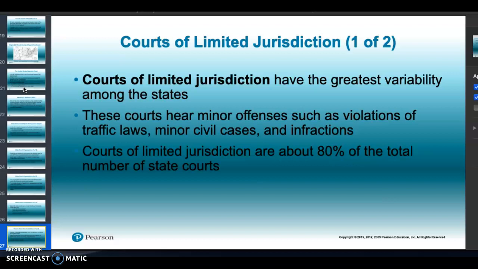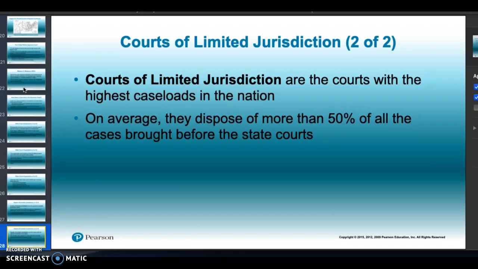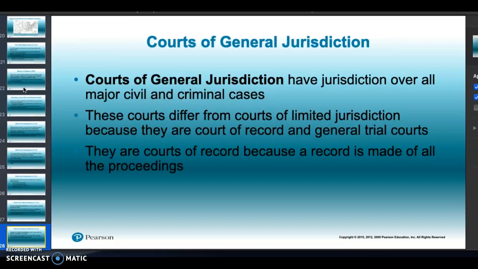So a court of limited jurisdiction varies greatly between the states. Here we have limited jurisdiction courts that may hear traffic violations, minor civil cases like small claims, and infractions. Courts of limited jurisdiction are about 80% of the total number of state cases. Also, it could be something like family law or social security law. Courts of limited jurisdiction have the highest caseloads in our nation. They dispose of 50% of all the cases brought in state courts.